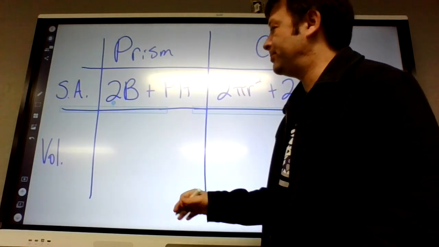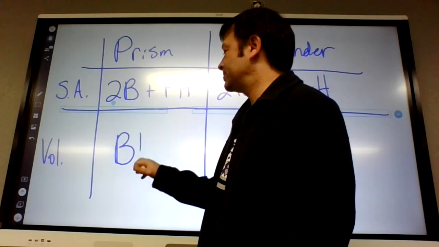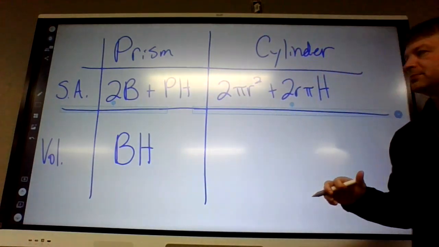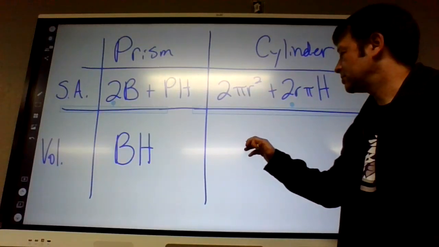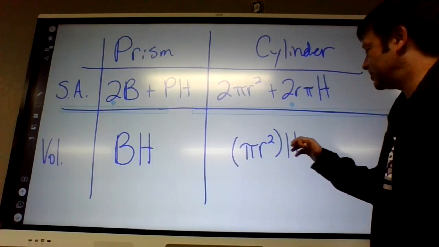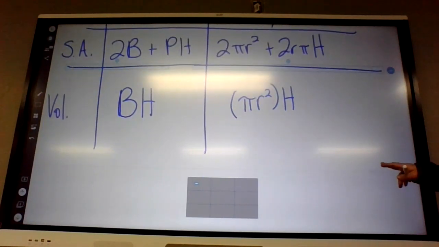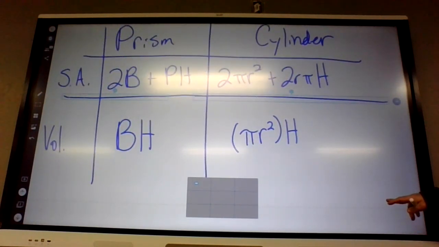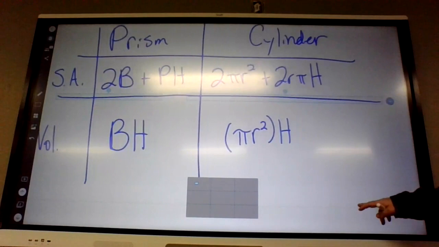Okay, volume. How do we find the volume of the prisms? Area of the base times the height. How do we find the volume of a cylinder? Area of the base, but the base is a circle, times the height. Okay. You got those in your notes. Let's scroll this way.